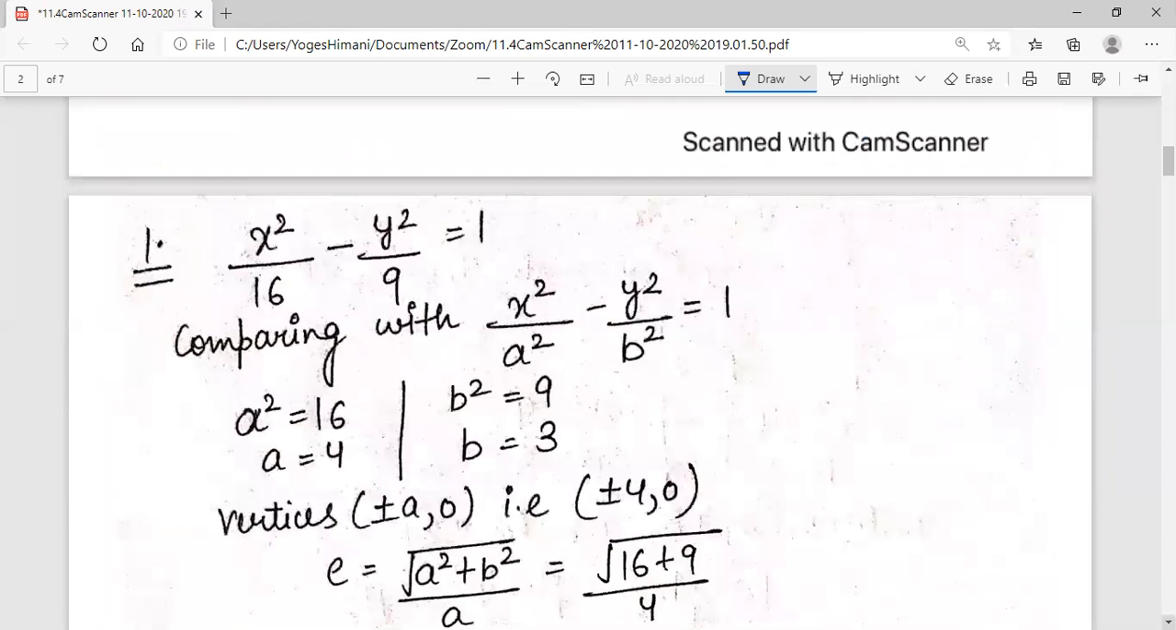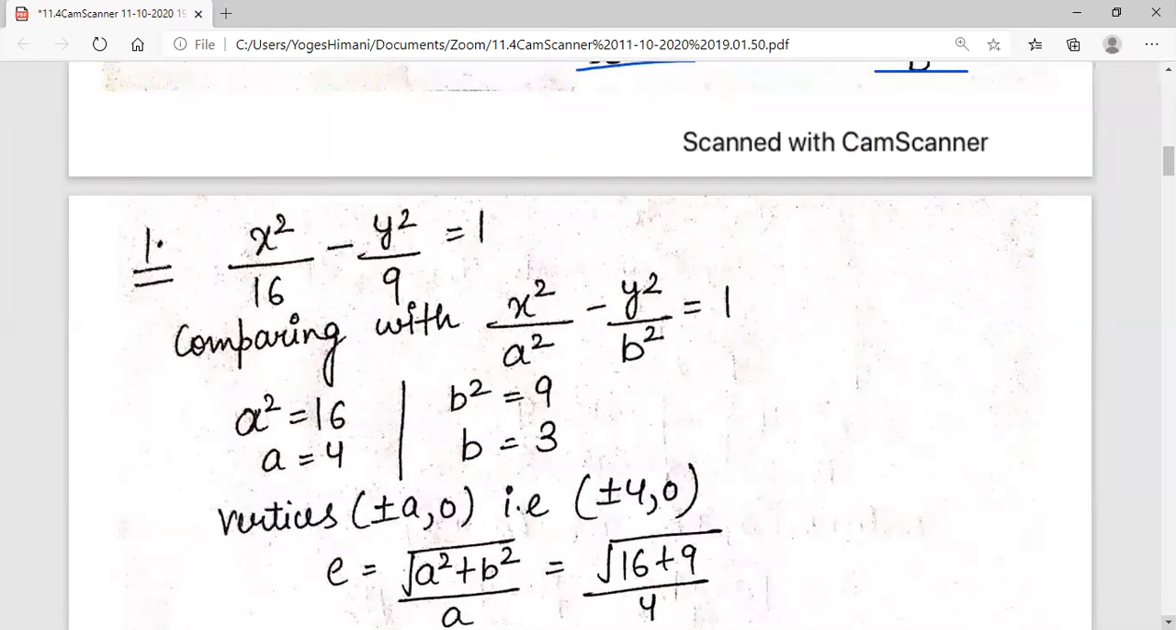Let's start with the questions. Questions are very easy because the same things we have done in ellipse and parabola. Let's start question number 1. Questions 1 to 6 are the same, where you have to find foci, vertices, eccentricity, and length of latus rectum. Foci means focus points.